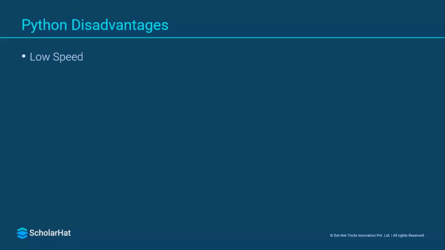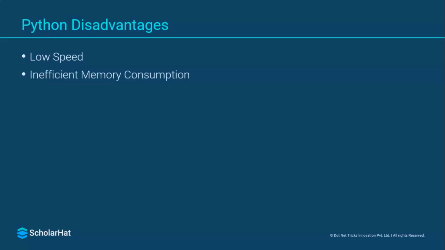Whenever we talk about any technology, it comes with some cons, and we have a few for Python also. The first is low speed. Since Python is an interpreted language, it tends to be slower compared to compiled languages like C or C++. The execution speed may be a drawback for performance critical applications.